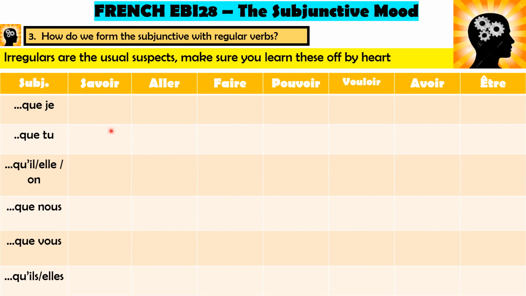So it goes sache, sache, sache, sachions, sachiez, sache; aille, aille, aille, allions, alliez, aillent; fasse, fasse, fasse, fassions, fassiez, fasse; puisse, puisse, puisse, puissions, puissiez, puisse; veuille, veuille, veuille, voulions, vouliez, veuillent; and then avoir with a t, ayons, ayez, aient; and soit, soit, soit with a t, soyons, soyez, soient.